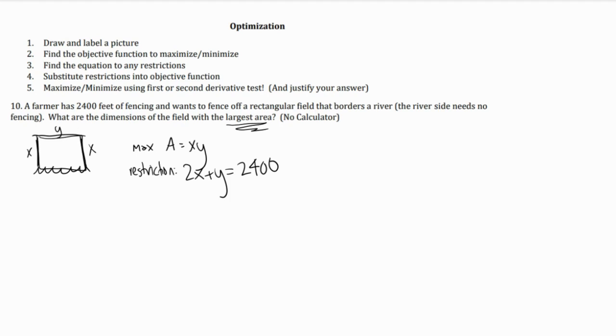Then step 4, substitution. Right now we have too many variables. We have A, we have X, and we have Y. So let's turn this A equation into just an equation with X's or just an equation with Y's. What you can do is take your restriction function and solve for one of the variables. Here it's probably easier to solve for Y. So we get Y equals 2,400 minus 2X. Plug that into my area function.